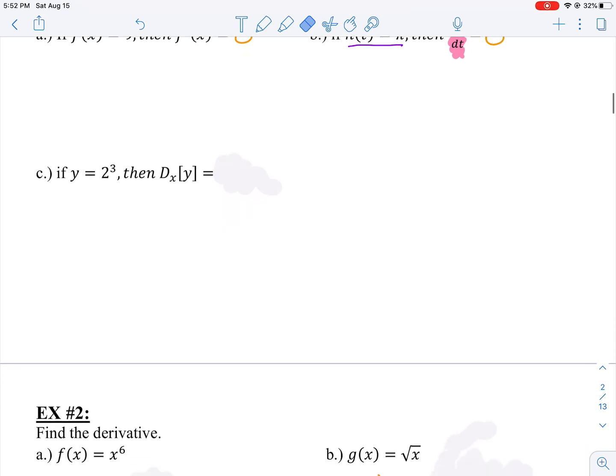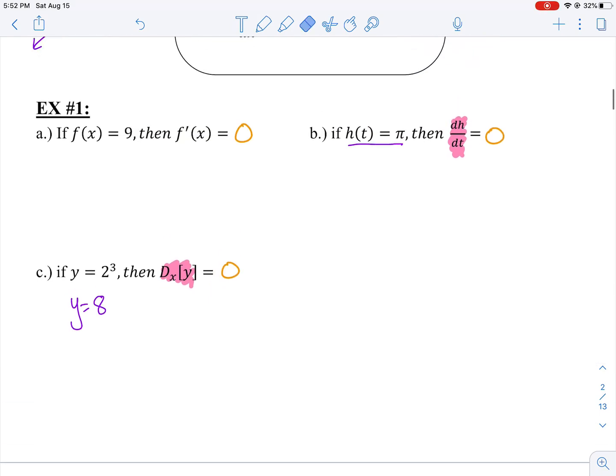All right, what about c? If y equals 2 cubed, then what's the derivative of y? Well, 2 cubed is just 8, isn't it? 2 times 2 times 2. So really, they're asking us to find the derivative of 8. They just wrote it kind of funky with an exponent to try to trick you. But we know the derivative of any number is just 0.